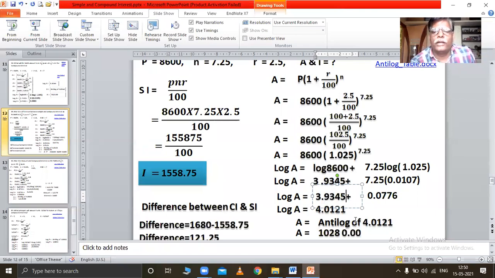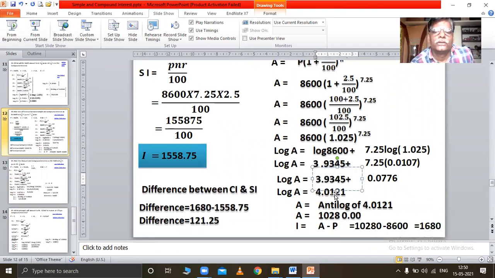9.3455 plus 0.0776 is equal to what total? Check it: 4.0121 or not? Anyone tell me? Yes, correct. Then A is equal to the anti-log of 4.0121.